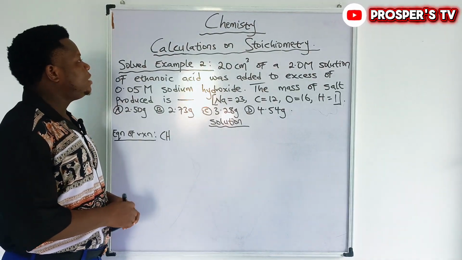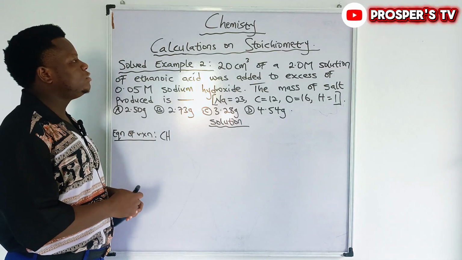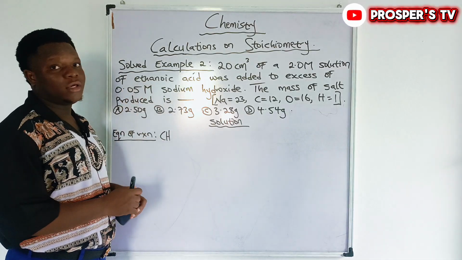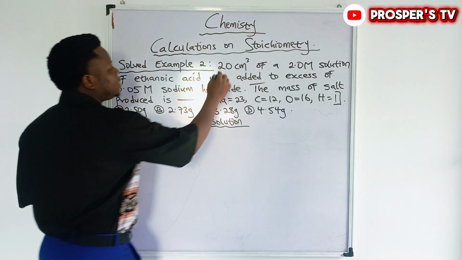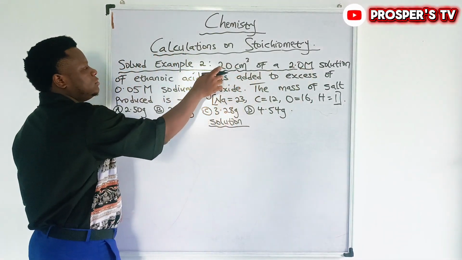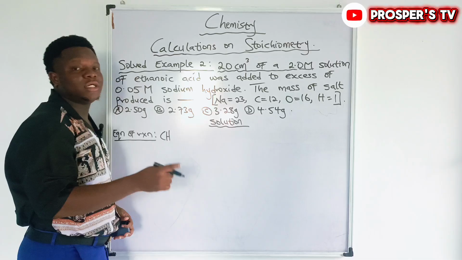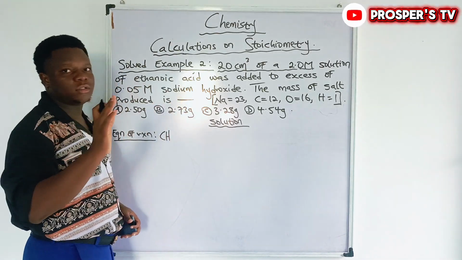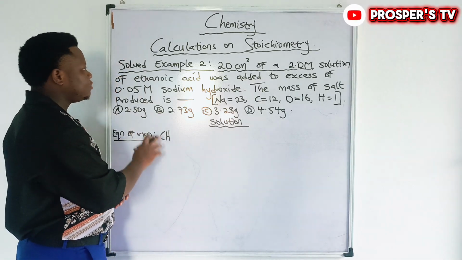Okay, now let's look at the second example, which says 20 centimeter cube of a 2.0 molar solution of ethanoic acid. First of all, pay attention. Whenever you see a line like this in a question, the volume of, then you see this capital letter M, it actually represents molar solution. Whenever you see that, take a pause and then do what I want to do now first. But before then, let's write our equation of reaction.